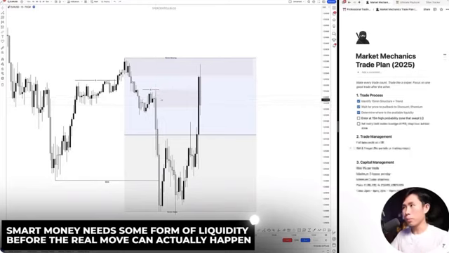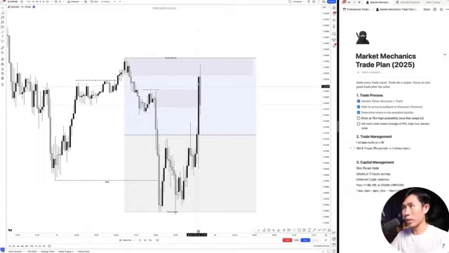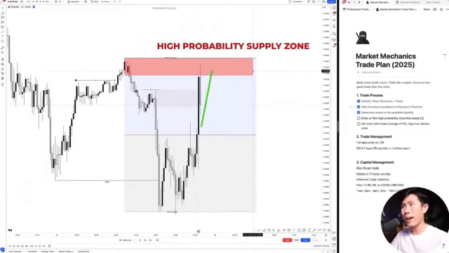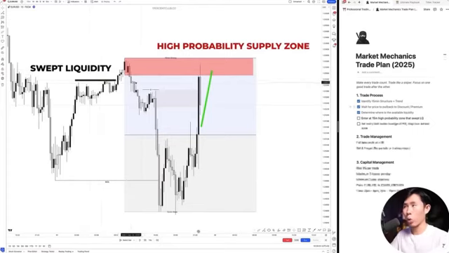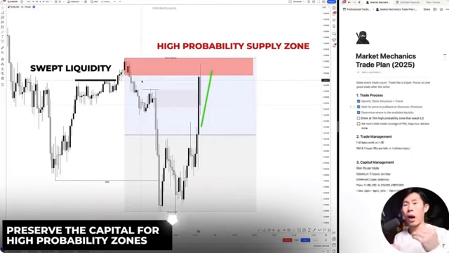Okay, so now this zone has been demolished. Price has come up here and swept the available liquidity that we have above this swing high. This is where price has entered into our high probability supply zone that swept liquidity, right? So this is a high probability zone. Remember, we want to preserve our capital for the high probability zones. We don't want to take trades at low probability zones. We don't want to waste our hard-earned money on low quality setups which do not work whatsoever. We want to trade at a high probability zone and trade with precision.